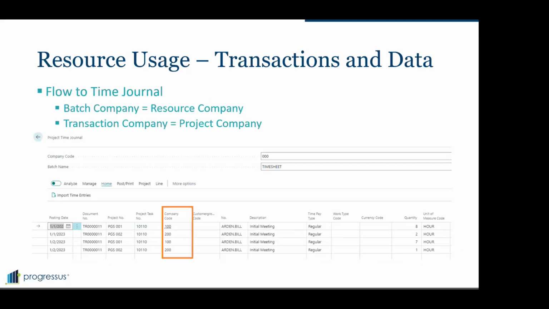The transactions will flow to the project journal, and the project journal will display them as follows. The resource company will be the batch company, and the transaction company will represent the project company. This means that all resource transactions will display in the same batch journal to be approved and posted, making it easier to see the collective transactions for that resource before it is posted.